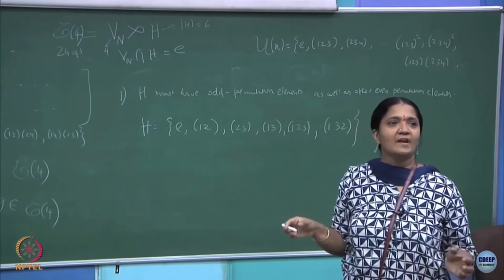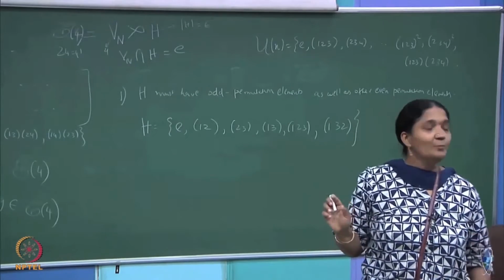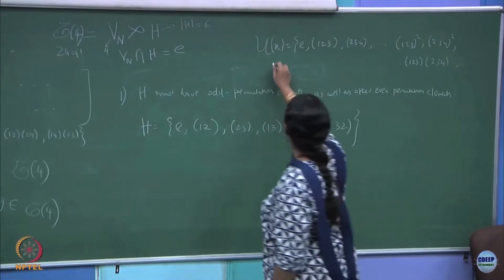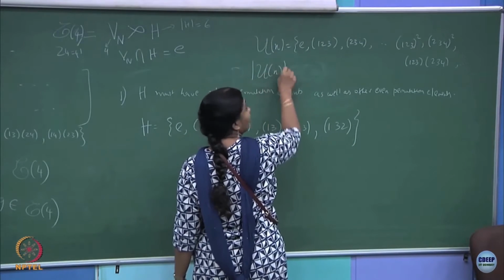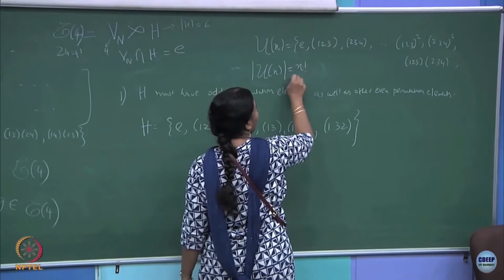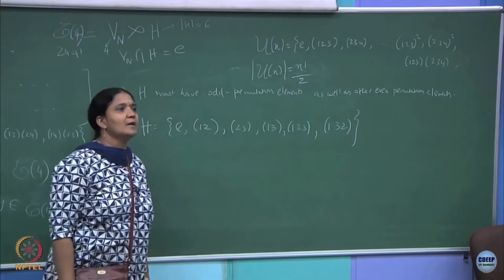With those generators you can create the whole group. What is the order of this group? Someone? n factorial by 2, half the number. Okay.